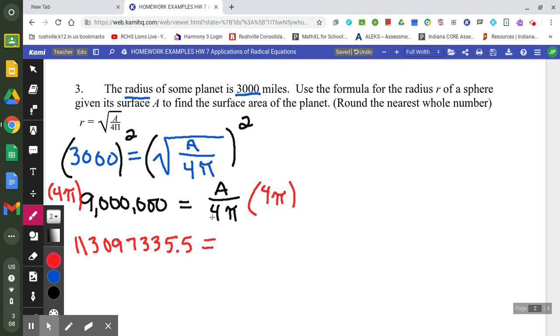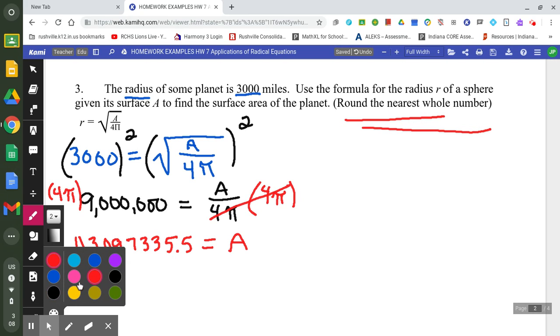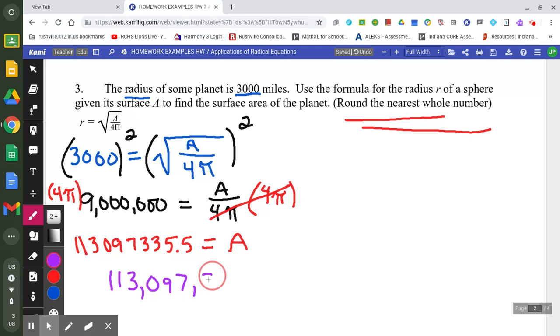And on this side, that 4 pi and that 4 pi go away, which leaves me with the area. And the directions did say round to the nearest whole number. So the answer that I would put in my final answer blank or in MyMathLab is going to be 113,097,356, because this 5 makes me round that up.